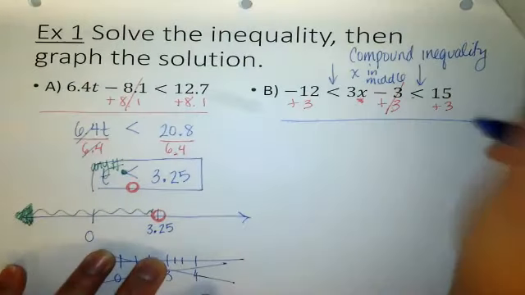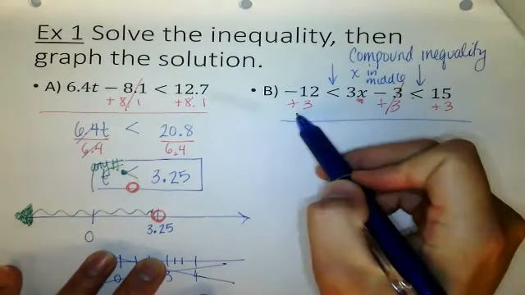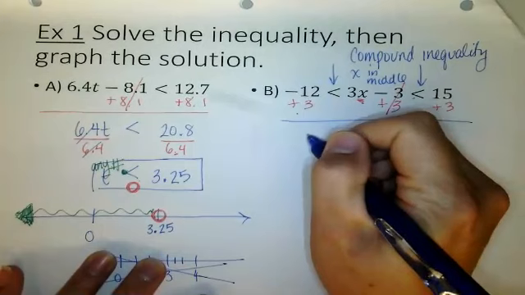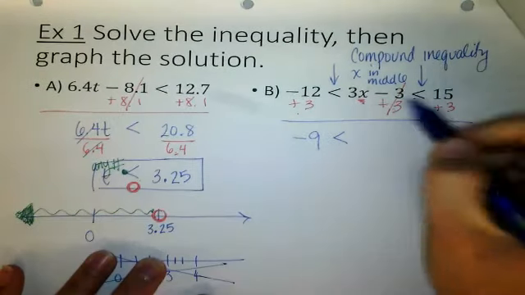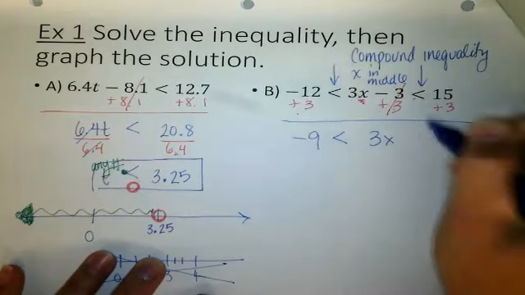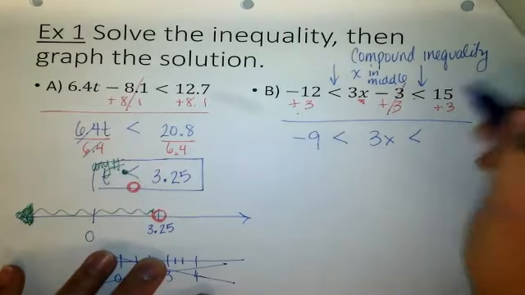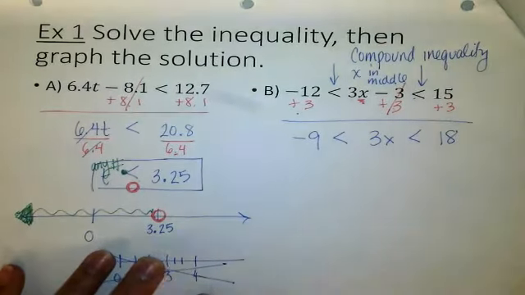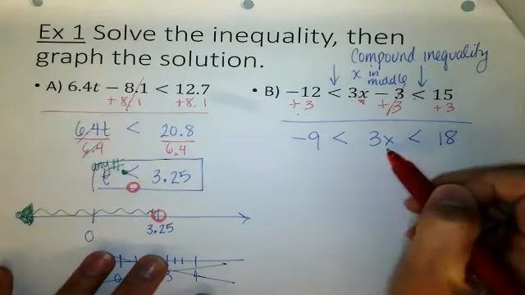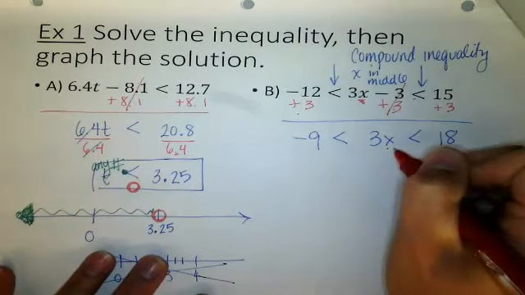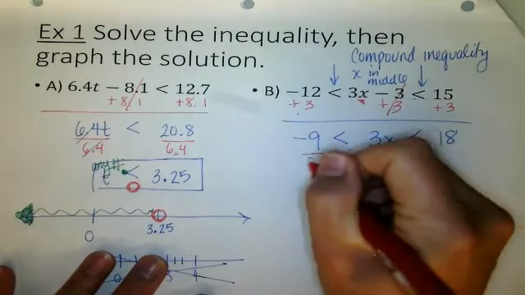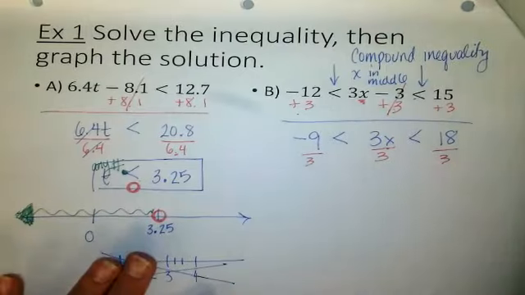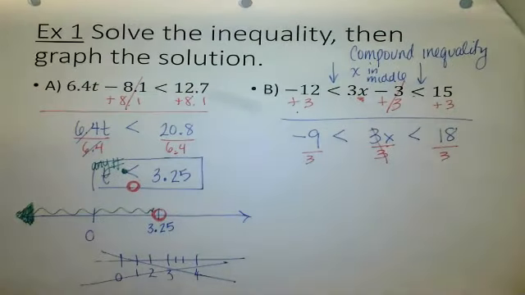All right. We have a -12 plus 3, which is what? -9. Is less than. In the middle, we have a 3x. Is less than 15 and 3, 18. Good. Now, again, we want to isolate the x. What should we get rid of? What do we want to divide by? 3. We're going to do that not only in the middle, but everywhere on the left and the right-hand side. Divide everything by 3.